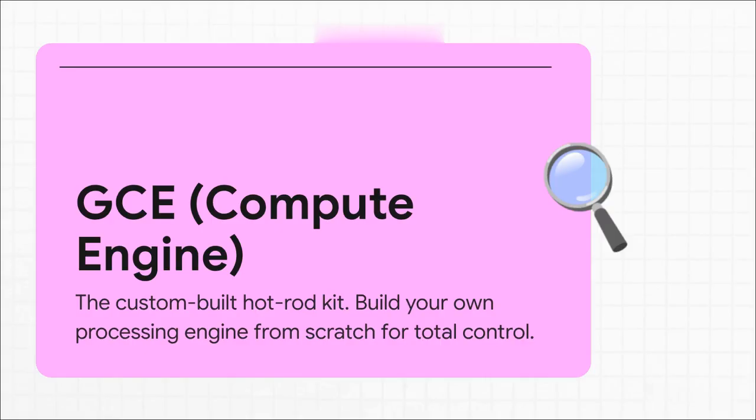And then there's GCE, Google Compute Engine. Look, this isn't even a pre-built vehicle. This is the custom hot rod kit they deliver to your garage. You get all the raw parts, the VMs, the networking, the disks, and you build your processing engine from scratch. The upside? You have total, absolute, granular control over everything. The downside? Well, you're responsible for everything. You're the mechanic, you're the driver, you're the entire pit crew, all rolled into one. It's maximum power, but also maximum responsibility.